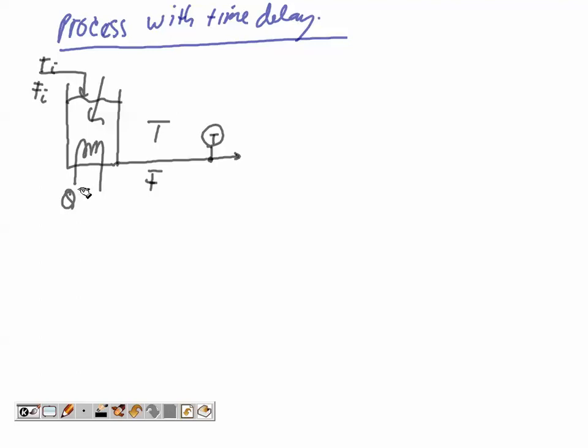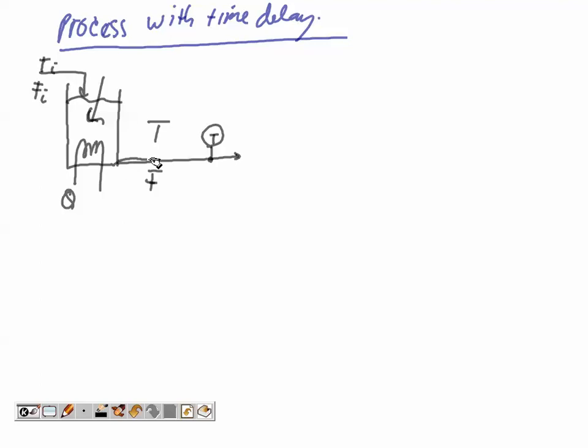Then if I input the Q, the effect of Q to the temperature in the tank is not instant. If we sense the temperature at this point, even our sensor at this point, it also takes time to know the response of Q to the temperature of the liquid in the tank, right?